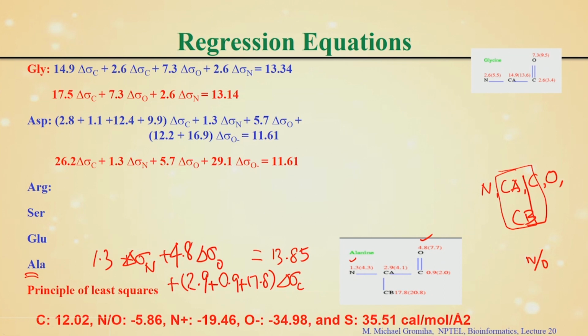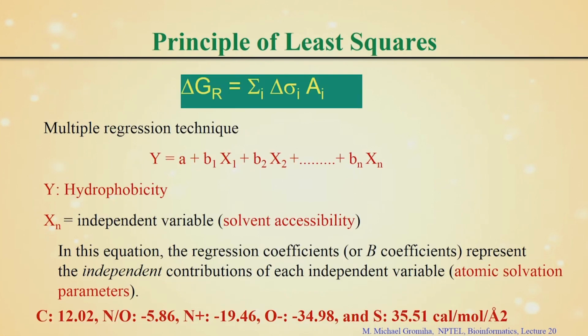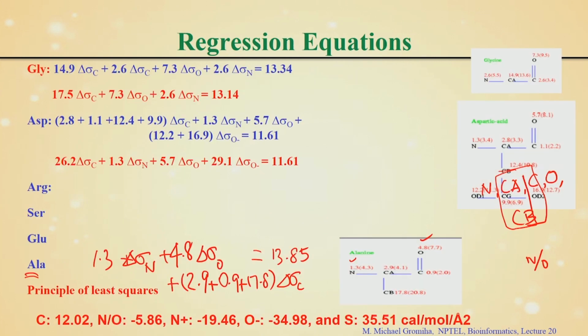You can write this equation, you can use this equation, y equal to a plus b1 x1 plus b2 x2 up to bn xn. Here y is the hydrophobicity, and delta sigma I is the parameters we need to identify, these b1, b2 and so on, and Ai is the solvent accessibility. So you need to calculate the coefficients b. So for the alanine we get this one.